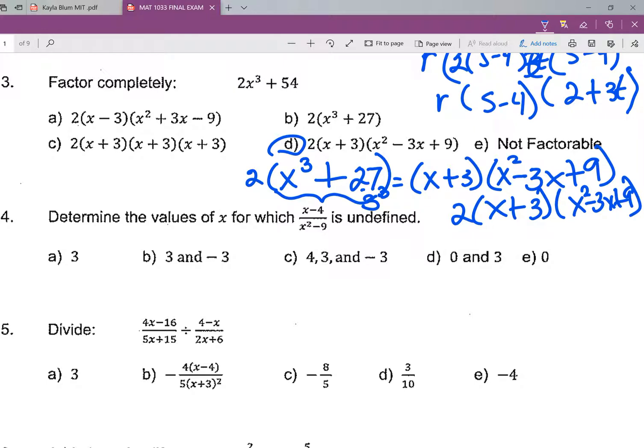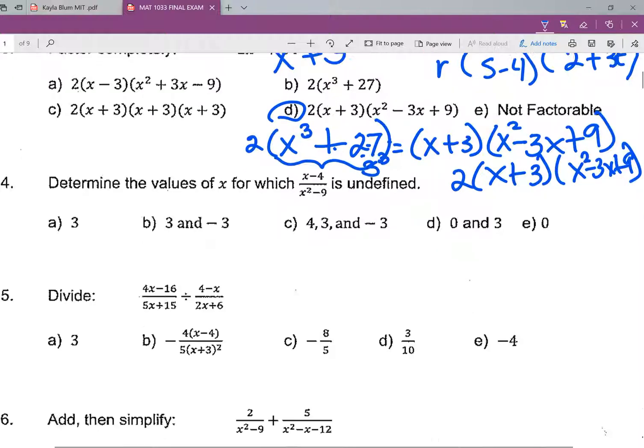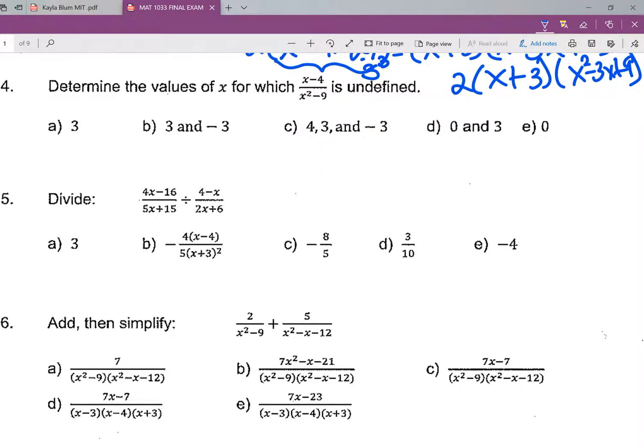Just remember, in trinomials, once you factor out the 2, you end up with x cubed plus 27, and 27 is 3 cubed. So you really have an x cubed plus 3 cubed, right? And that's how we know to use that pattern. And that's something we cover in the course.